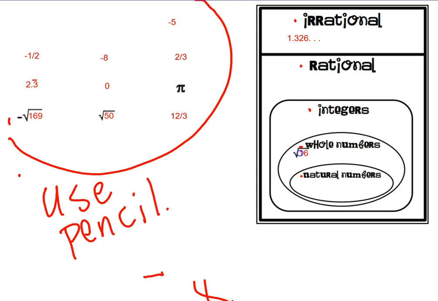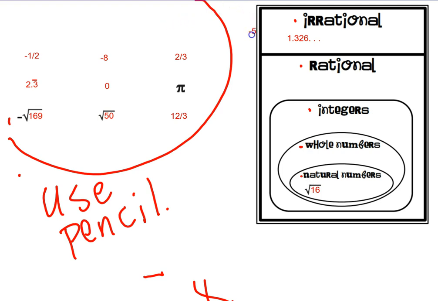And now for the last category, we ask ourselves, is it a counting number? Do we count to 4? Yes, it is. So the most specific category for the square root of 16 would be natural numbers. But I want you to think about this. The square root of 16 is rational, it's an integer, it's a whole number, but its most specific category is going to be natural.